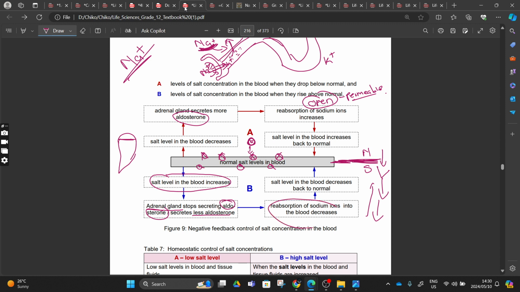Then while we are closing them down, the reabsorption of ions into the blood is going to decrease, and then the level in our blood decreases to normal. So now, closing it, our ship will be moving up until we reach the place. Then we are saying that we are fine.